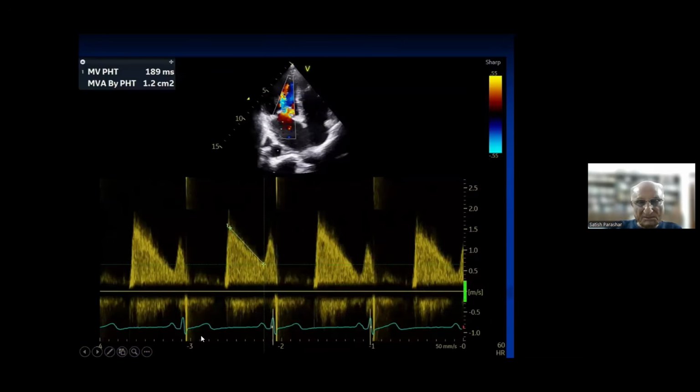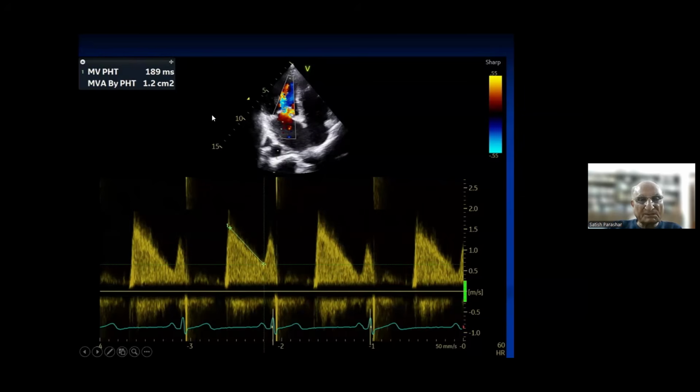Now you see what we do. This is a mitral Doppler. See what we have shown: this is the E wave, this is the deceleration slope, this is the A wave. The A wave comes with the T wave, and the mitral inflow is in the diastolic phase. You just draw a line from here to here, and it automatically gives you the pressure half time, and the machine also gives you the mitral valve area.